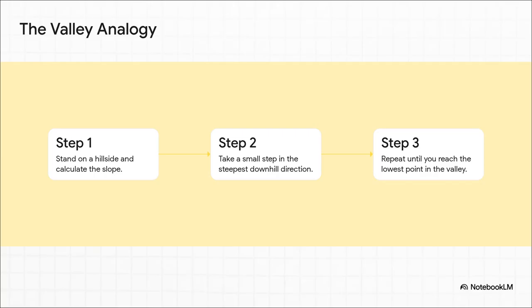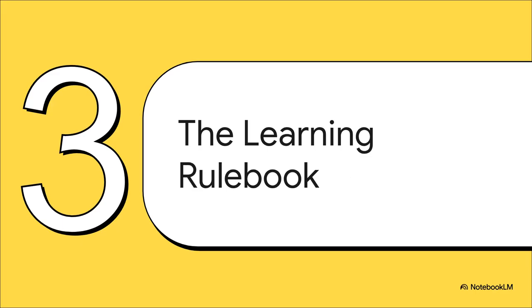This, right here, is gradient descent in a nutshell. You start somewhere on that hill. First, you just feel the ground right under your feet to figure out the slope. Which way is down? Then you take one small step in the steepest downhill direction you can find. And that's it. You just repeat that simple process. Find the slope, take a step. Find the slope, take a step. Over and over again until you literally can't go any lower. You've found the bottom of the valley. You've minimized the error. So that's the big idea.